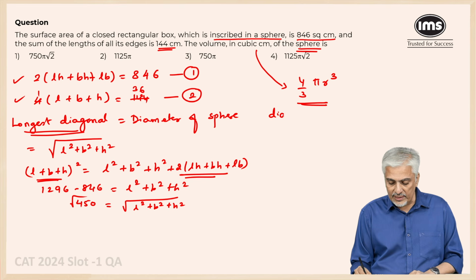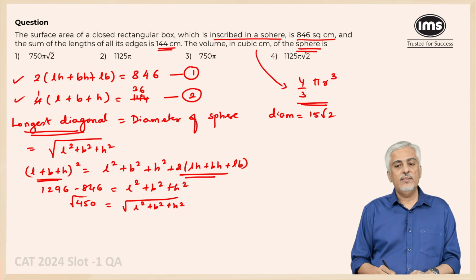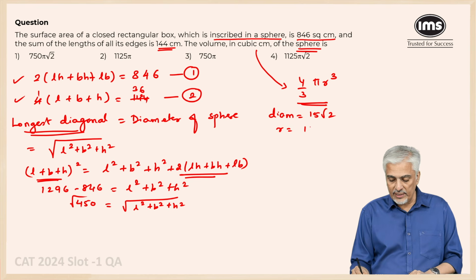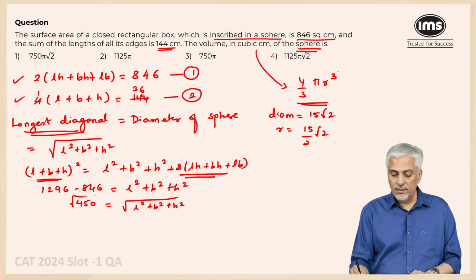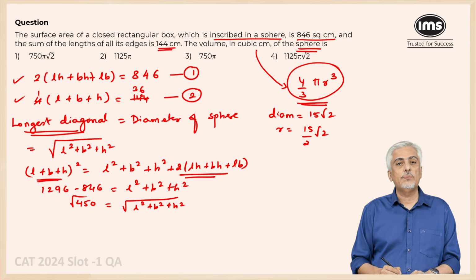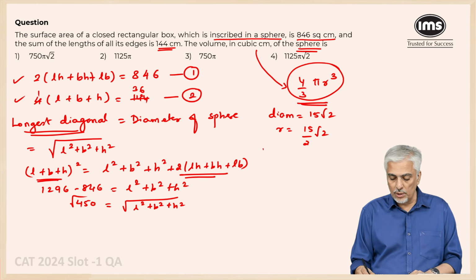So my diameter is 15 root 2, right? So radius will be half of that, 15 by 2 root 2. I want to find the volume of the sphere, 4 by 3 pi r cube. So 4 by 3 pi is there in the option as it is, so I'll just leave that.